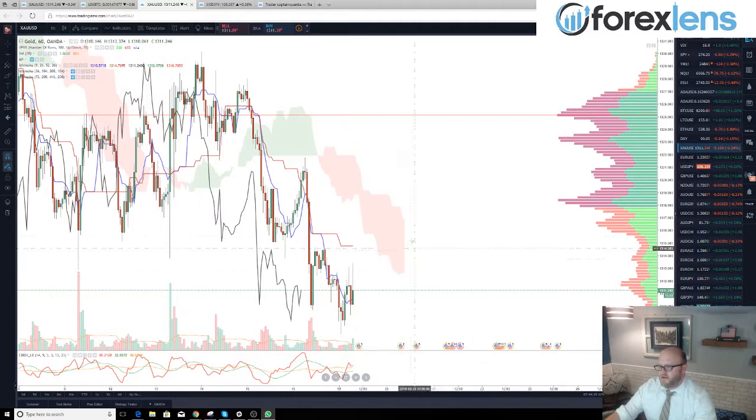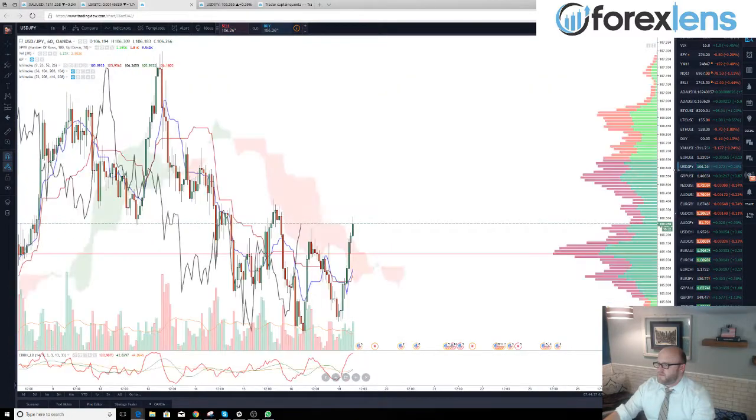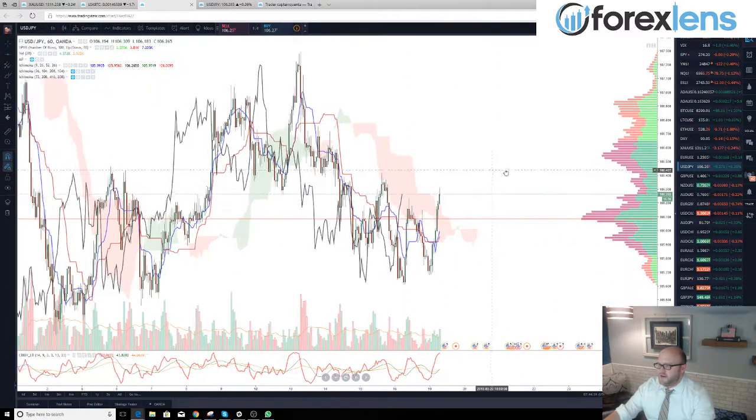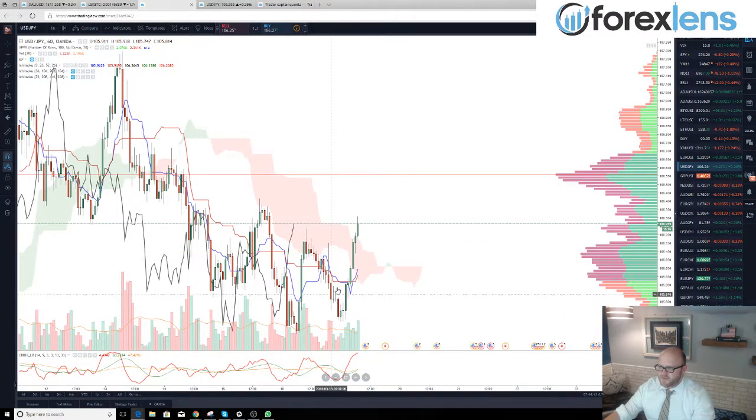Okay, that'd be a good kind of pullback area. Euro pound, oh yes, beautiful, nice short coming off there. Nice. That's very cool. Like to see that. Dollar yen. Okay, dollar yen is catching a nice drive. I really don't think I mentioned this one yet, but the dollar yen, again, crazy bullish on the dollar yen.